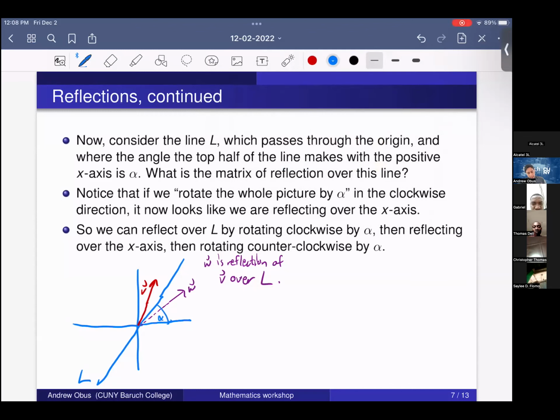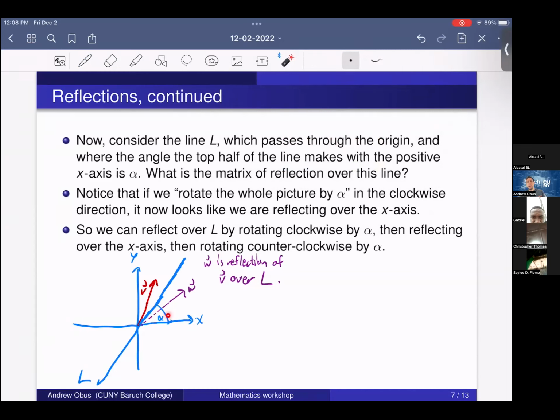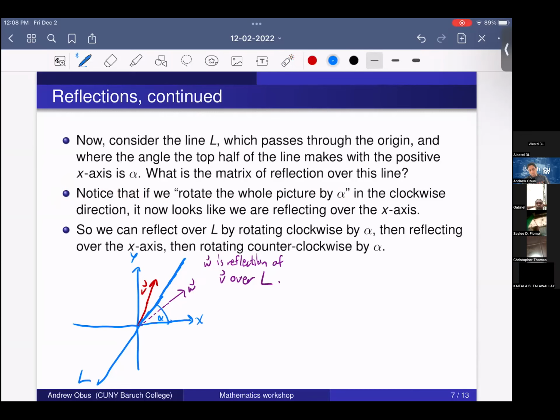So I have my line L, which forms an angle alpha with the x-axis. I'll label my axes. My input is a vector v, and my output's going to be a vector w. And I want to know what matrix is going to give me that. Okay, so what does the next bullet point say? It says, notice what happens if we rotate this whole picture by alpha. And in particular, what happens if I rotate the whole picture clockwise by alpha?